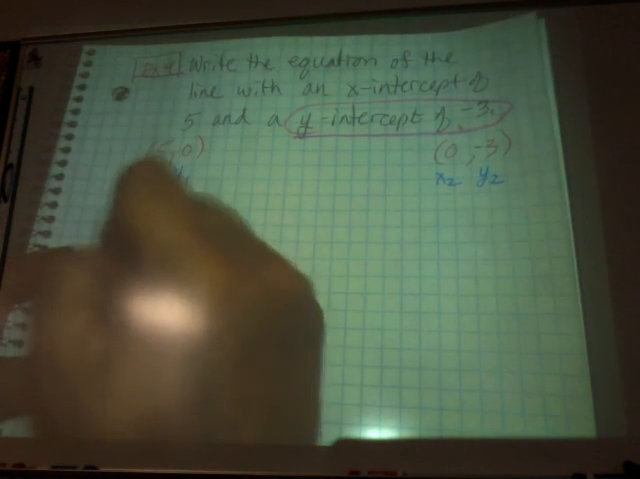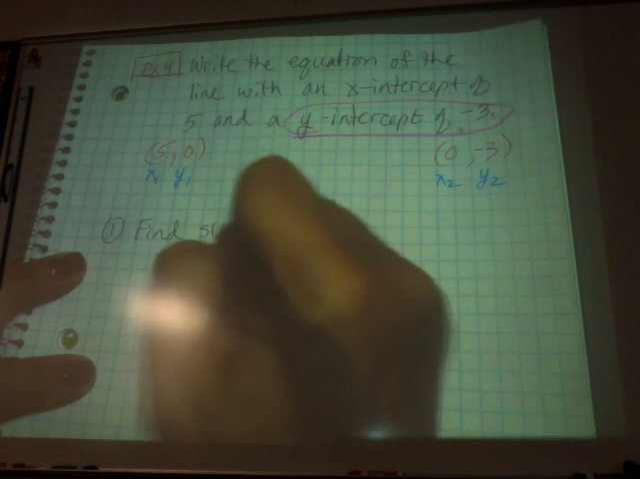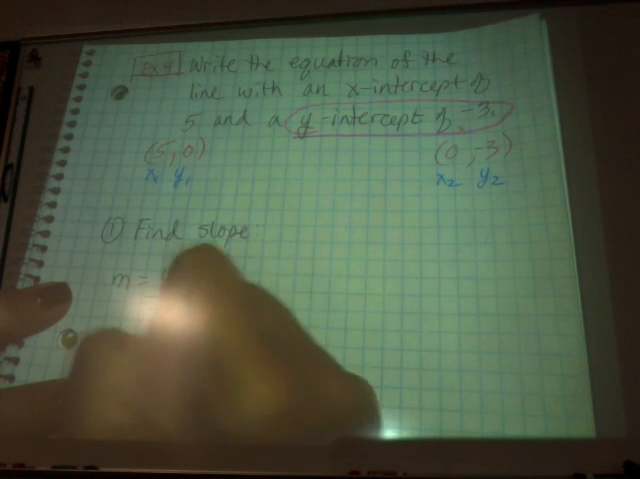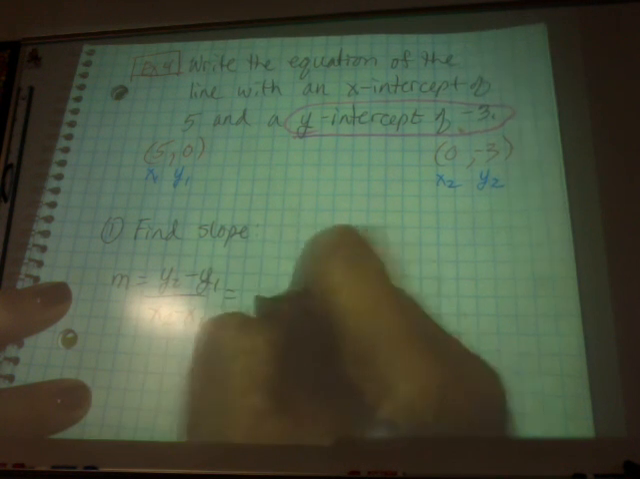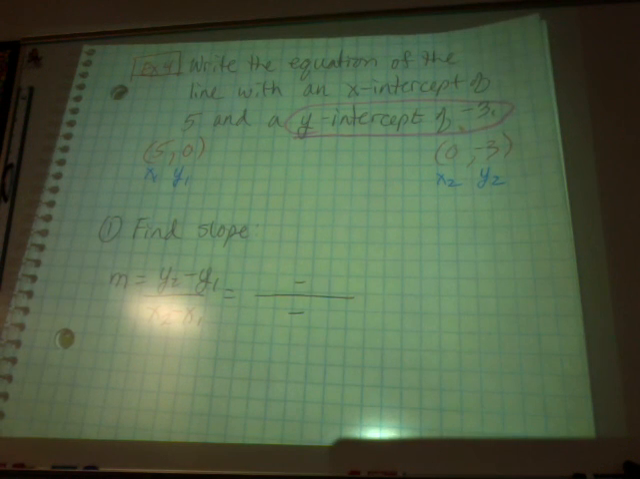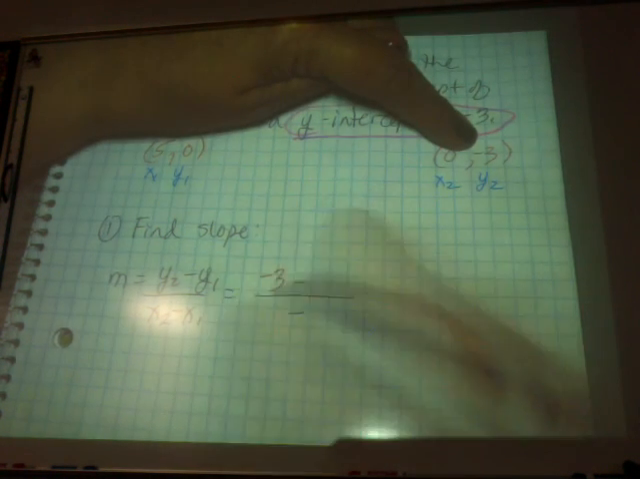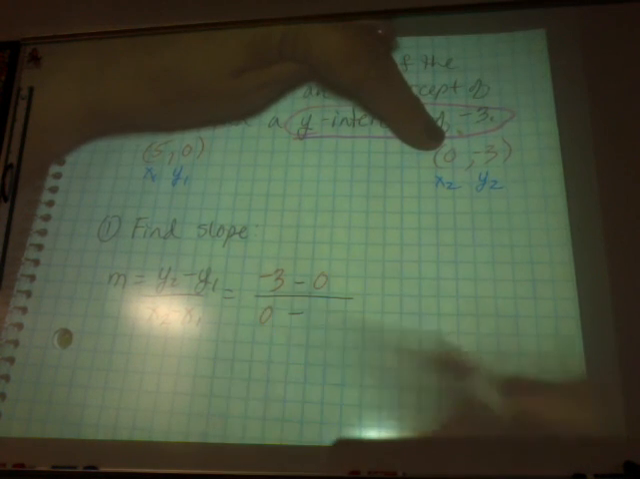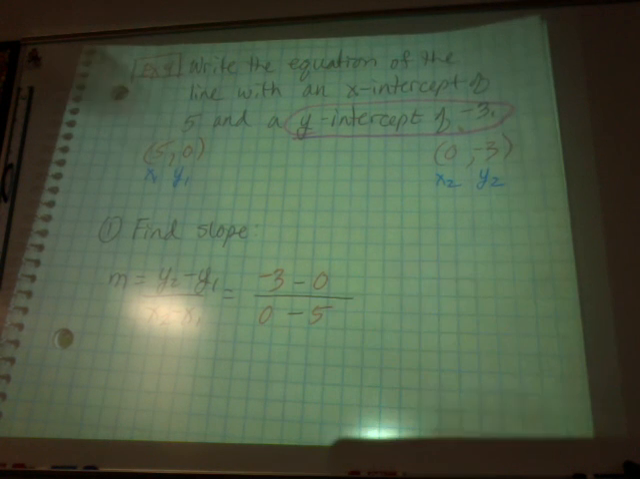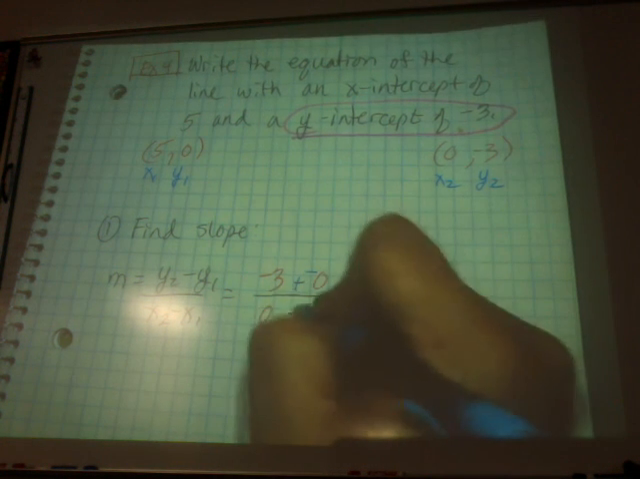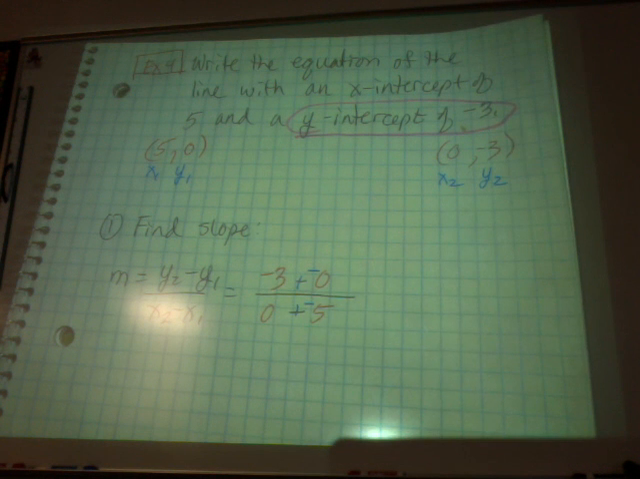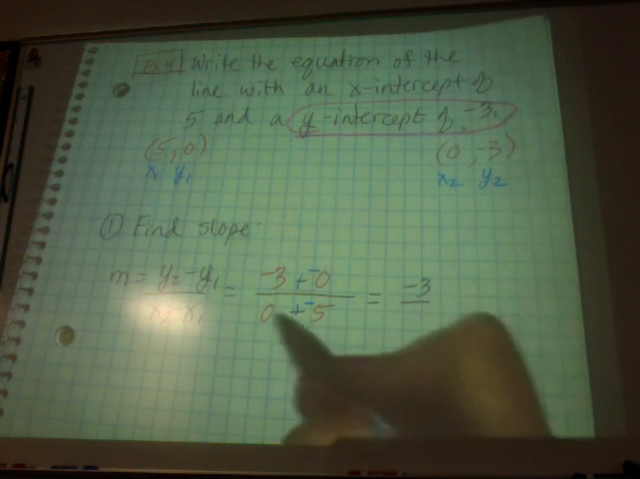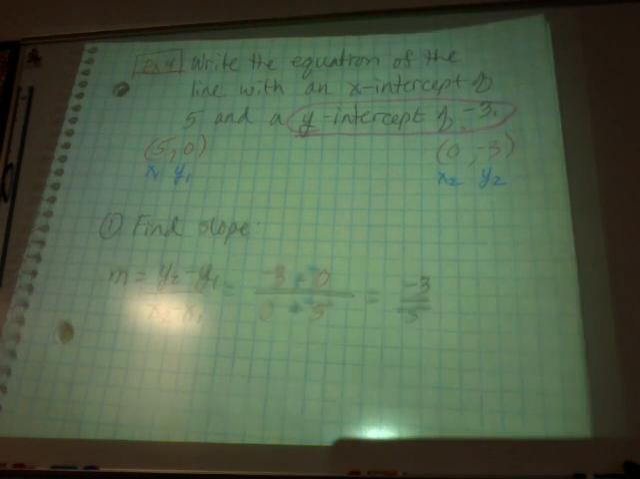So step 1, I would find slope. So m equals y sub 2 minus y sub 1 over x sub 2 minus x sub 1. Plug in your values. Y sub 2 is -3. Y sub 1 is 0. X sub 2 is 0. And x sub 1 is 5. Definitely add your opposite, even if you think you don't need to. There are lots of sign errors on this particular problem. So -3 plus 0 is -3. 0 plus -5 is -5. What's my final slope?